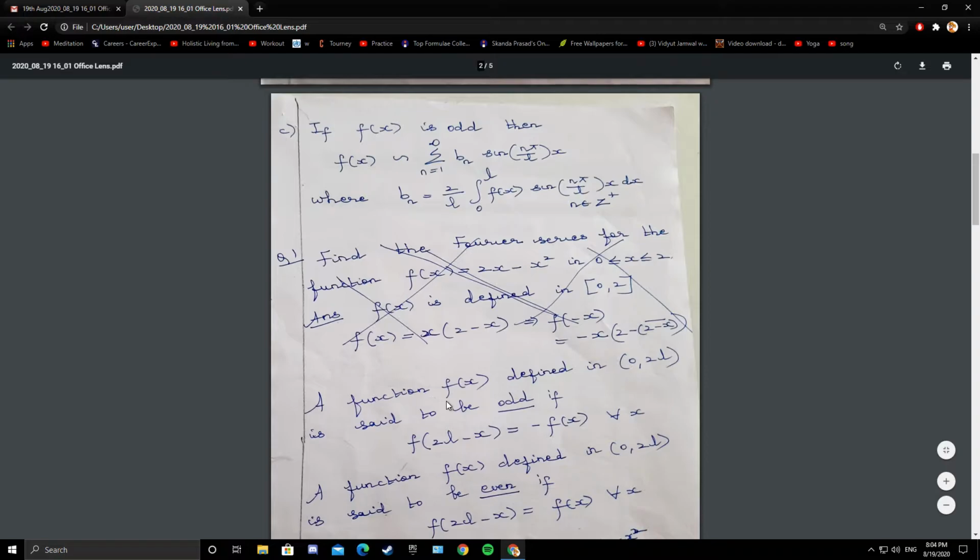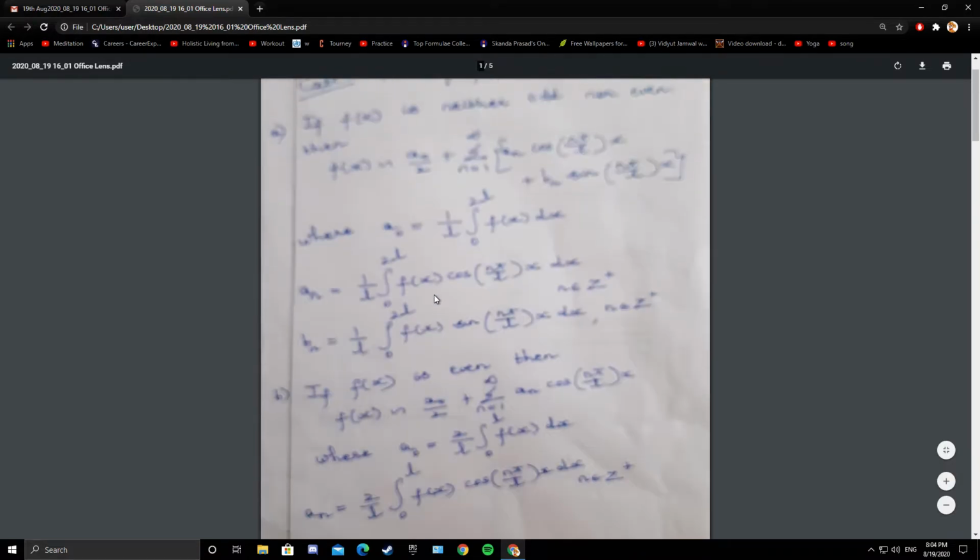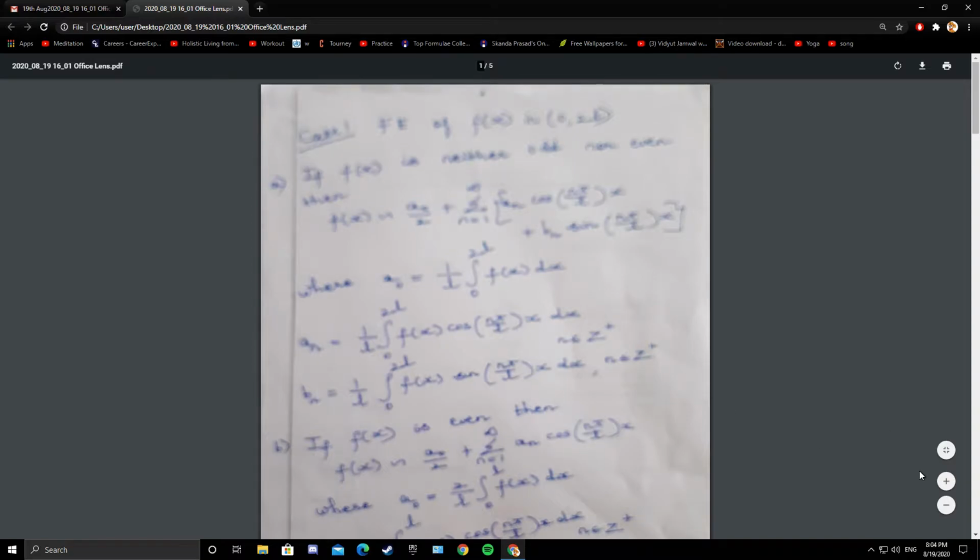If you are given a function f of x in the open interval 0 to L, replace x by 2L minus x. If you are getting minus f of x, it is an odd function. If by replacing x by 2L minus x you are getting back the same function, it is an even function.